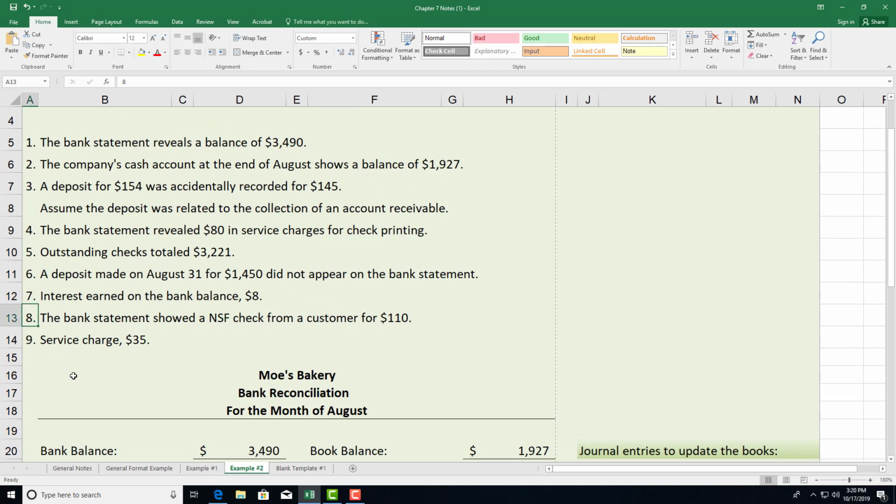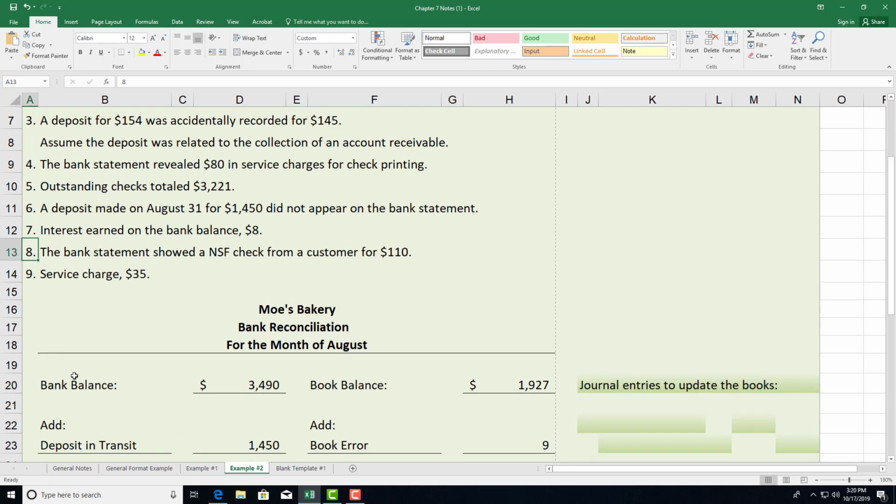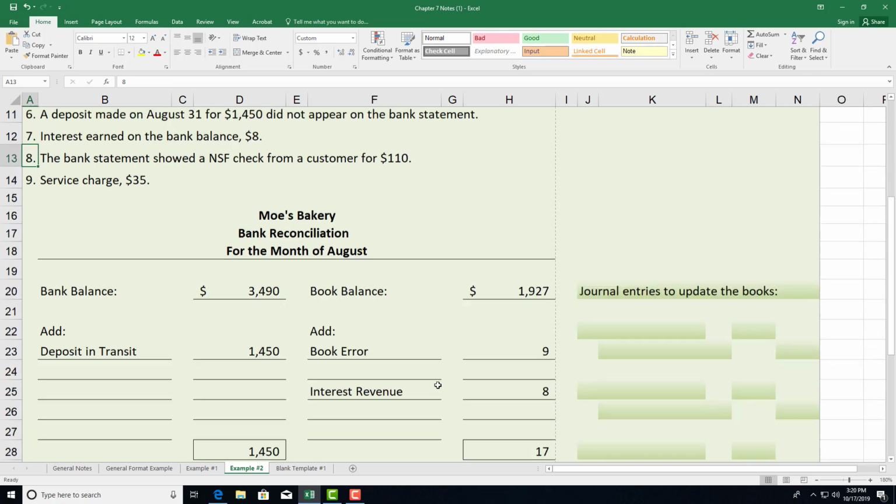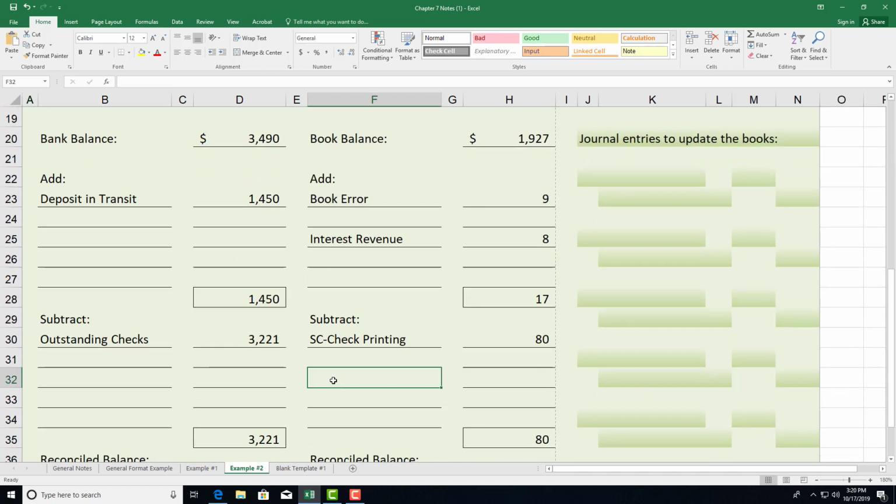Number 8, we have a non-sufficient funds check. So again, that's like a bad check. Somebody gave us a check and then we find out later that it's not good. The bank is going to know about that first. So we're swapping information. It's already reflected here. It's the book side where we need to make the adjustment. So non-sufficient funds check, $110.